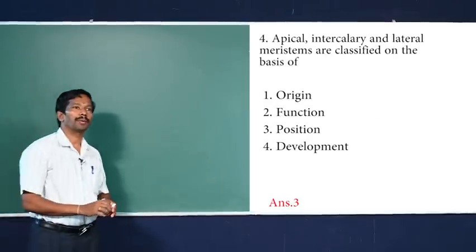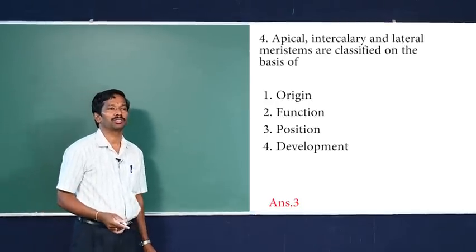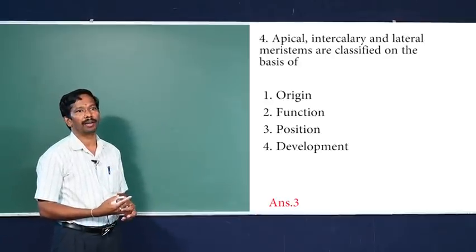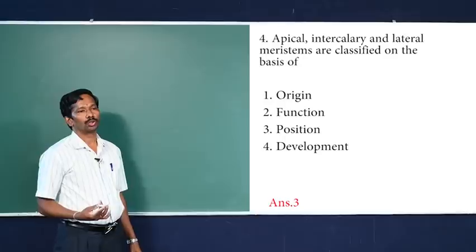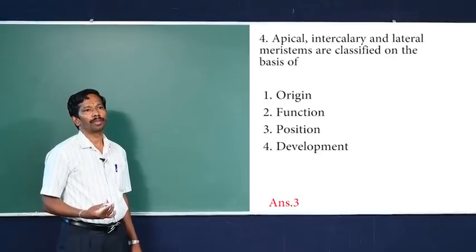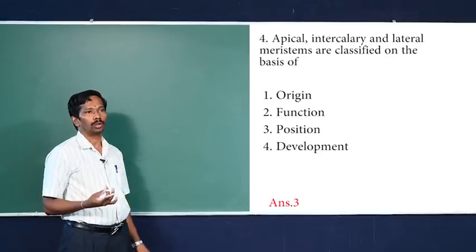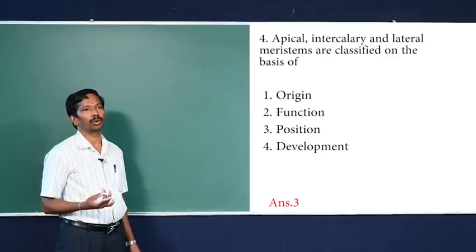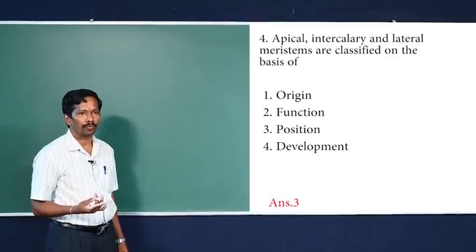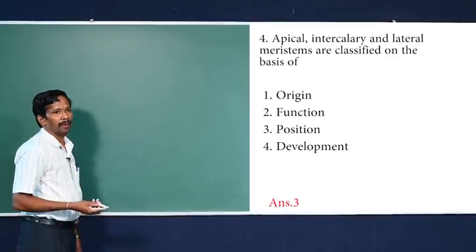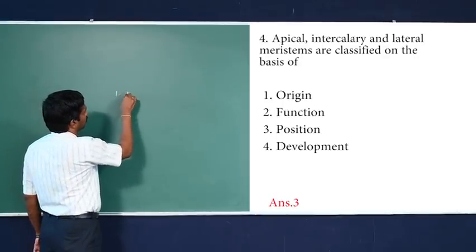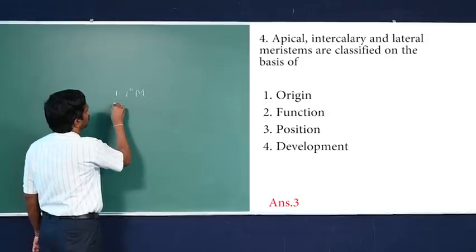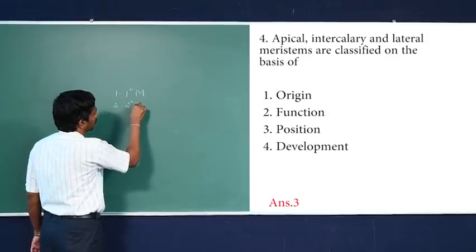Question number 4. Apical, intercalary, lateral meristems, as given earlier in the diagrammatic representation, are classified on the basis of position. So option 3 for question number 4. However, if I link with other options, the first option is origin, second option function, fourth option development. Based on origin, there are two types of meristem. One is called primary meristem, the second is called secondary meristem.